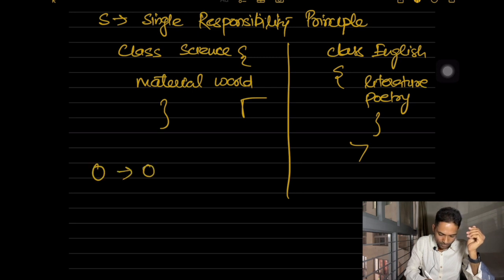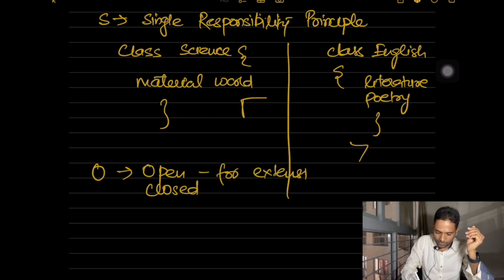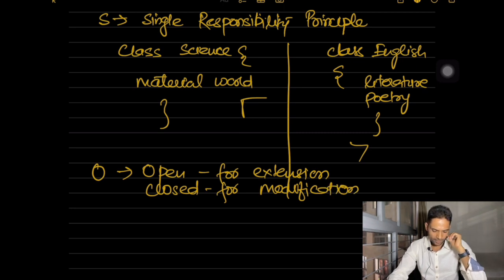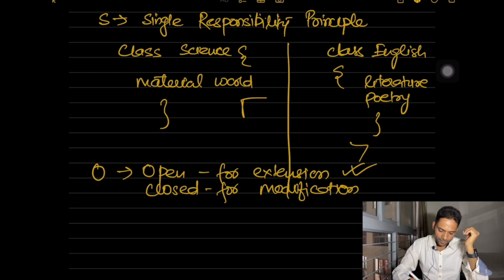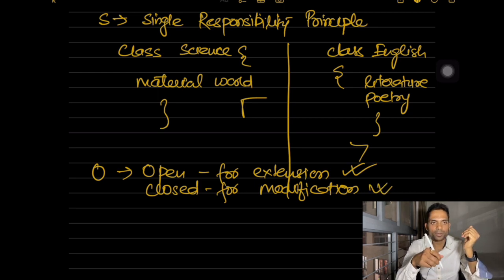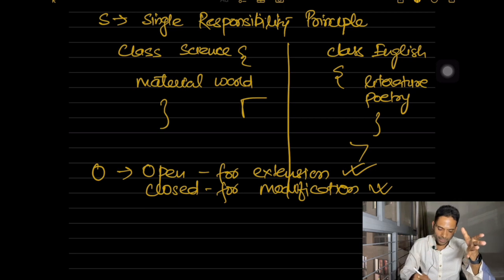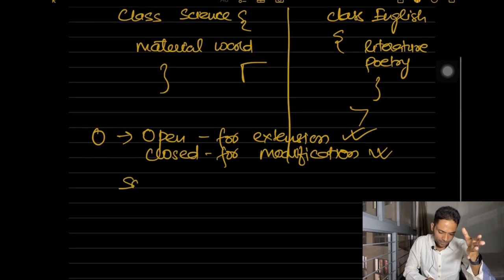Going ahead, we'll continue this example. O stands for open closed principle: open for extension but closed for modification. What does this mean? Open for extension. Continuing with this example, with respect to science, we talked about how science should only deal with the material world.